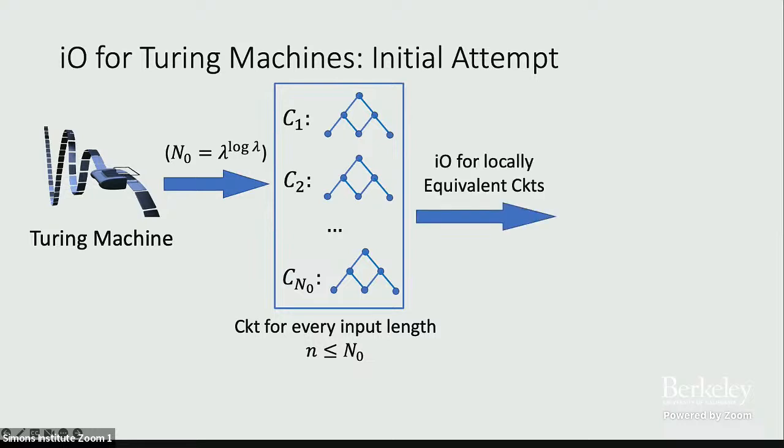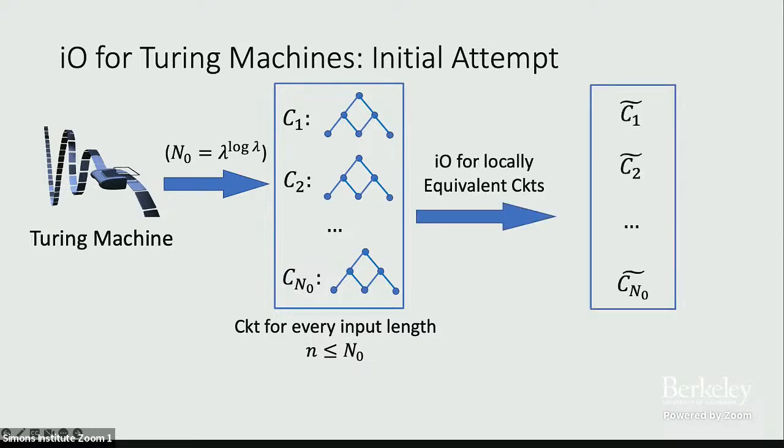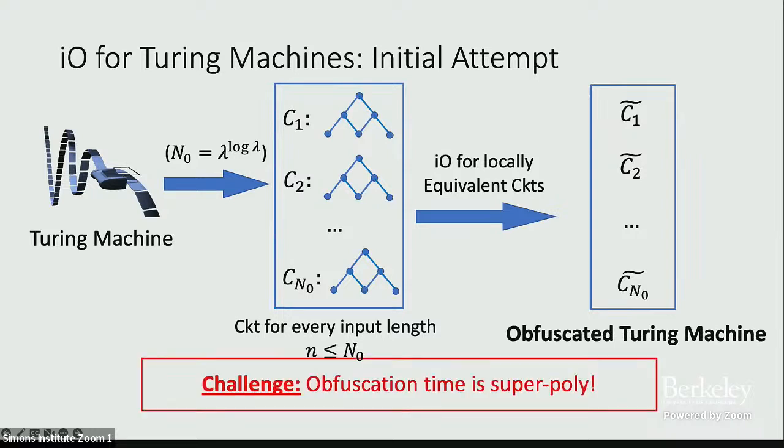And then we apply this I/O for locally equivalent circuits to obtain the obfuscated programs for each of those circuits. And we put these obfuscated programs together as the obfuscated Turing machine. So this is the initial idea, but this doesn't work directly because if we look at the obfuscator running time, it will be at least N0, which is a super polynomial.